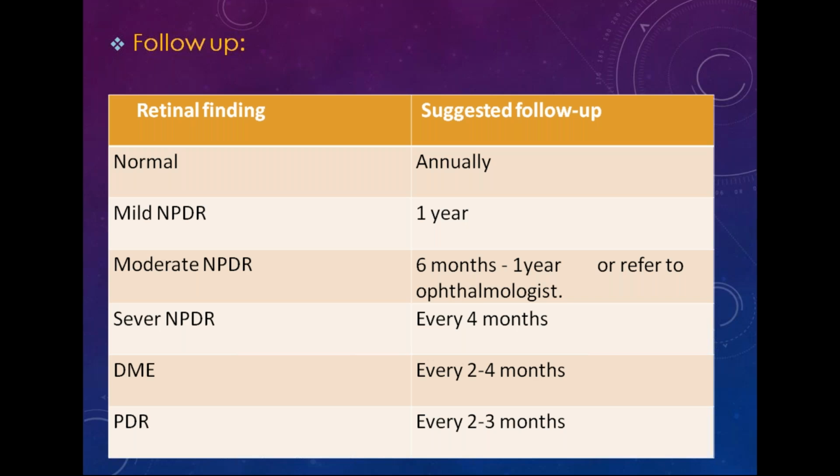Retinal finding normal: follow-up is annually. Mild NPDR, you have to follow up after 1 year. Moderate NPDR, follow-up is every 6 months to 1 year. Severe NPDR, the follow-up is every 4 months. Diabetic macular edema, the follow-up is every 2 to 4 months. Proliferative diabetic retinopathy, the follow-up is every 2 to 3 months.